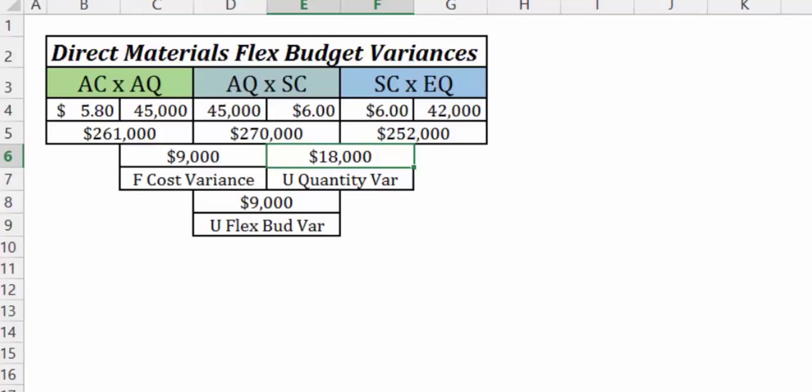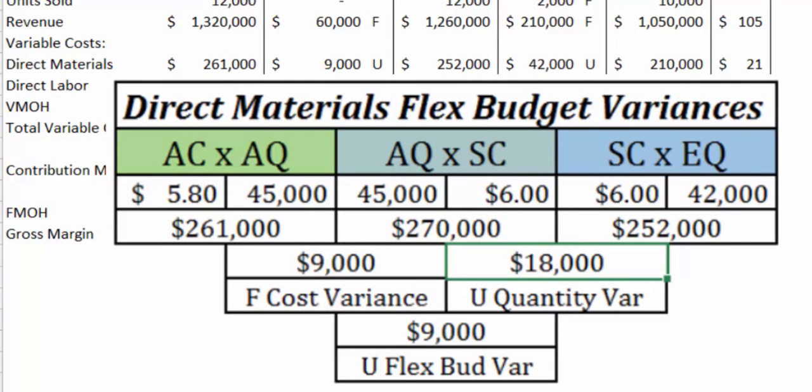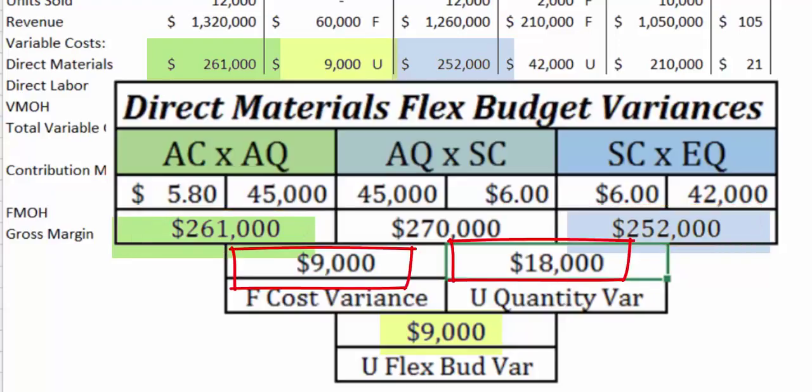But for right now, let's just go back and compare this one more time to that flex budget. Okay, so I've made this kind of big and just used it to underline that one row. We have on the left our actual results, 261,000. On the right, we have our flex budget, 252,000. In the middle, we have the $9,000 unfavorable flex budget variance, and that is the difference between the two outside amounts, or it is the net of the two variances, the cost variance and the quantity variance.